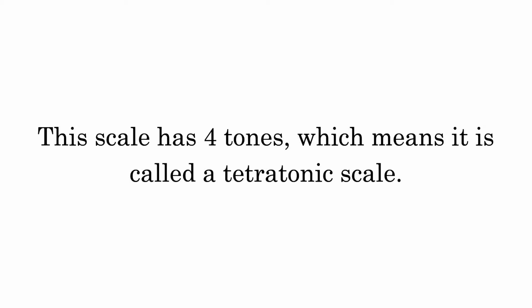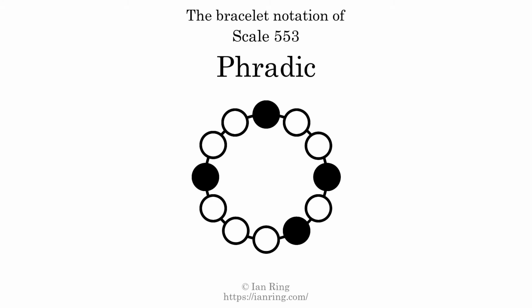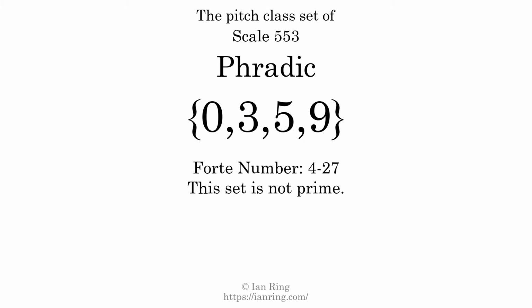This scale has 4 tones, which means it is called a tetratonic scale. This is a bracelet notation diagram of scale 553. The shaded circles represent tones that appear in the scale, and they are read clockwise, starting at the top. The pitch class set for this scale is 0, 3, 5, 9.